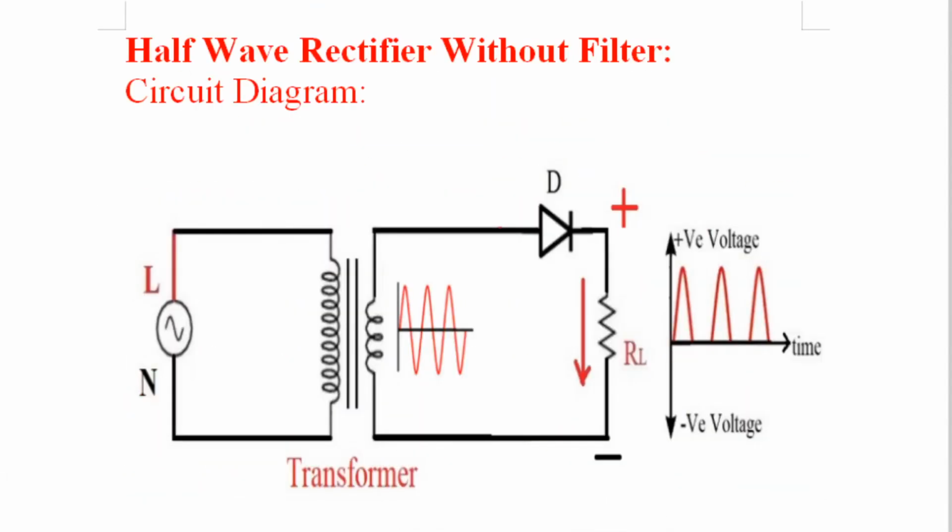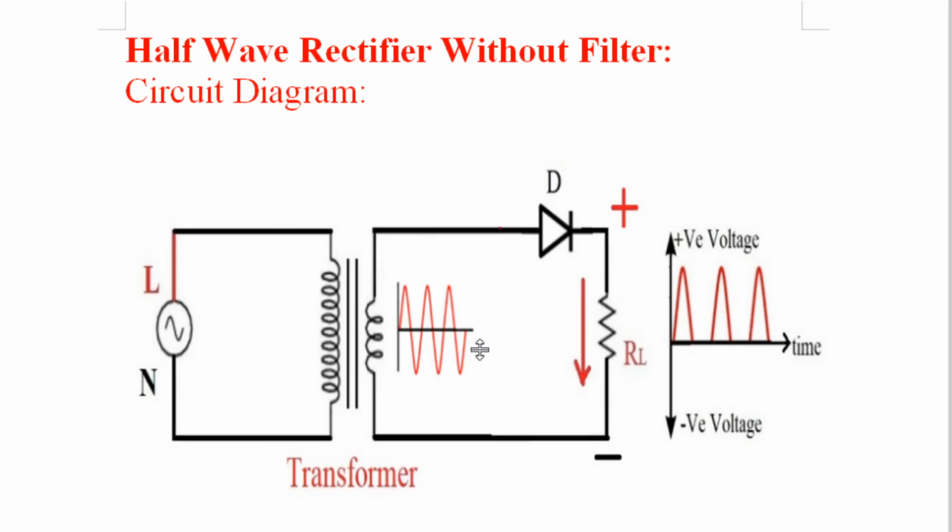Now let us start with the half wave rectifier without filter. In the circuit diagram you see here, there is a live terminal, there is a neutral terminal, and this is a step down transformer, and the output of the transformer is AC voltage only. This AC voltage is applied to the diode D, and then there is RL. So the circuit diagram is very simple: AC voltage source between live and neutral, transformer, then diode, and then load resistor RL. Here there is no filter capacitor because it is a half wave rectifier without filter.